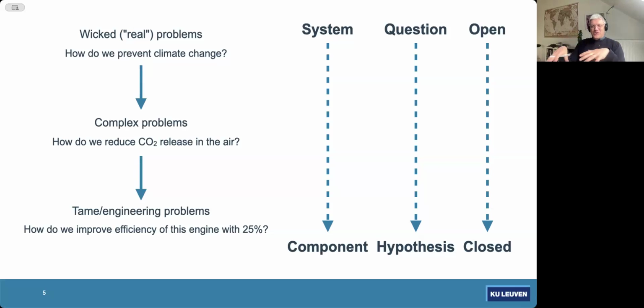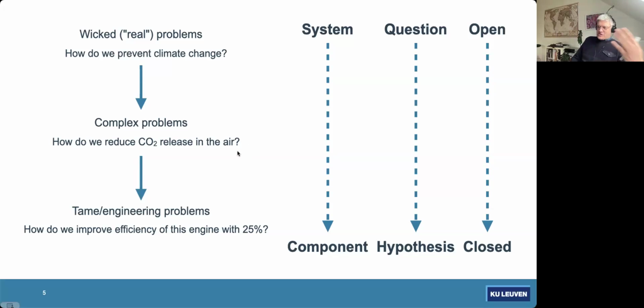So it really depends on who's looking at a problem, what the solution could be. But these things we cannot really solve because of those reasons. So we have to make them simpler towards what we call complex problems. For example, how do we prevent climate change becomes how do we reduce CO2 in the air?